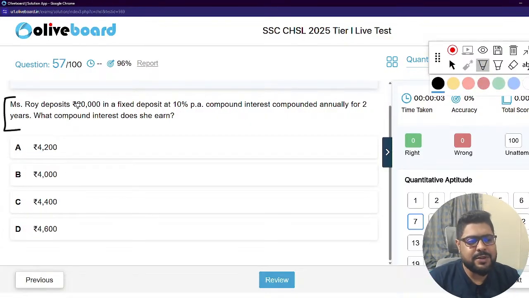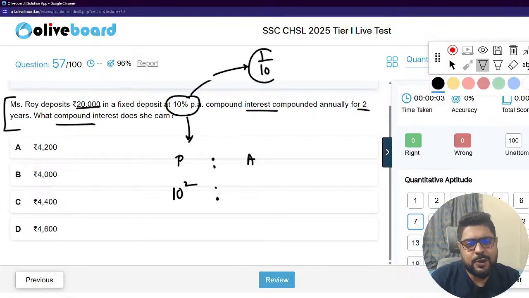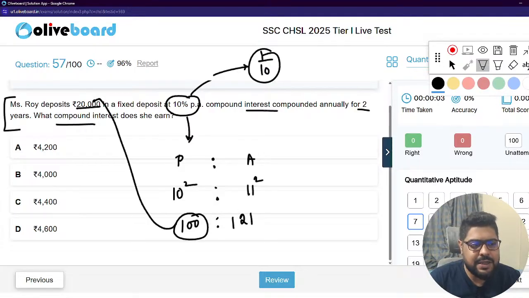Miss Roy deposited 20,000 in a fixed deposit at 10% annually for 2 years, compound. Principal to amount ratio, right? Or you can do it like this. 10% means 1 by 10. So 10 rupees principal, 1 rupee interest, so amount is 11 rupees. 2 years means square. So 100 to 121 ratio.